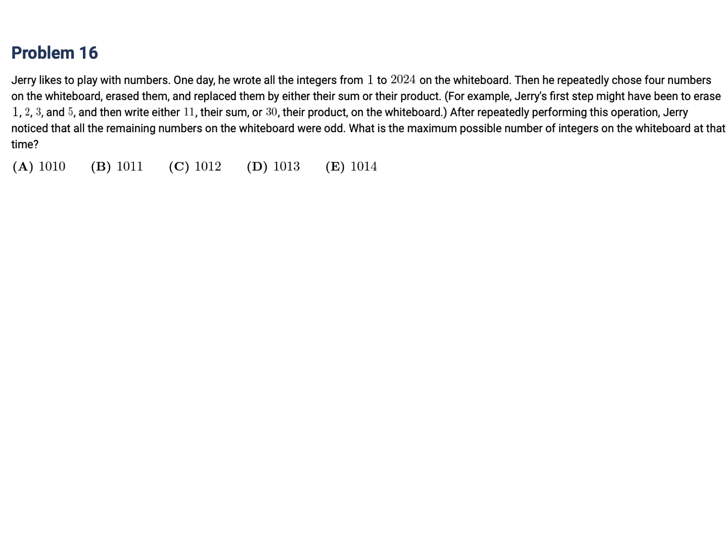Jerry likes to play with numbers, and one day he wrote all the numbers from 1 to 2024 on the whiteboard. Then he repeatedly chose 4 numbers on the whiteboard, erased them, and replaced them by either the sum or their product. After repeatedly performing the operation, Jerry noticed that all the remaining numbers on the whiteboard were odd. What is the maximum possible number of integers on the whiteboard at that time? Maximum.